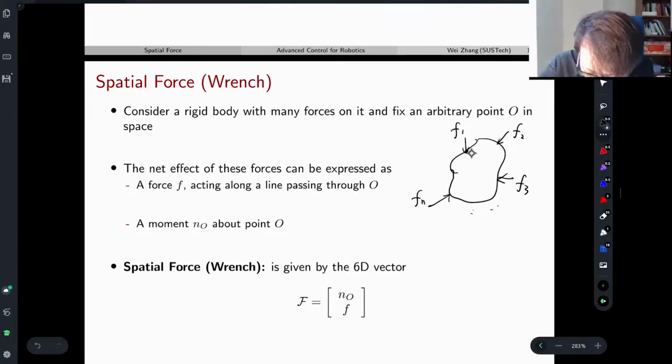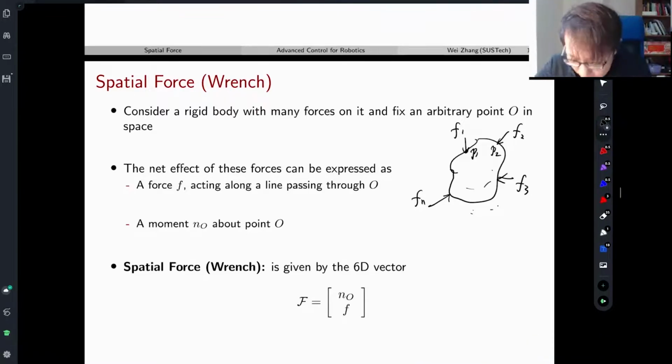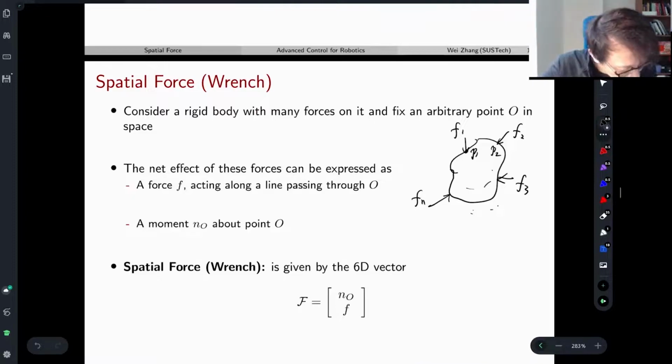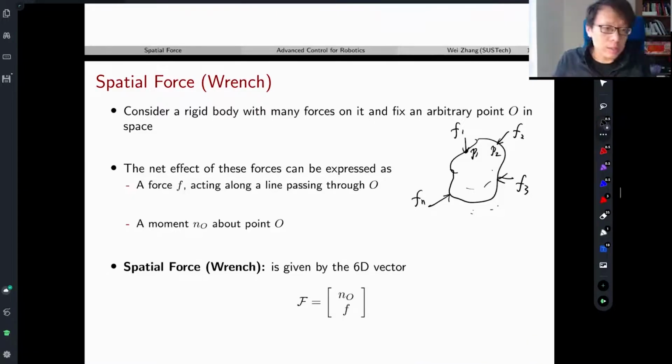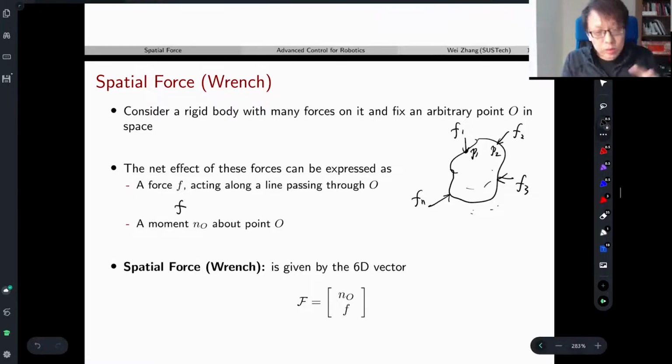So it's important. For example, this one is called P1, this P2. Overall I have so many forces, and then the net force this rigid body experiences, you can think about them. The net force is just the summation of all these individual forces. So the net force, the overall effect, is just you sum all of these vectors. F, let's call it F, is a summation of Fi.